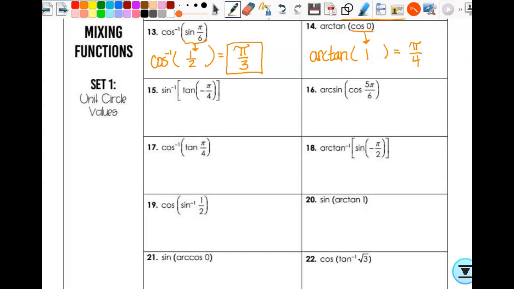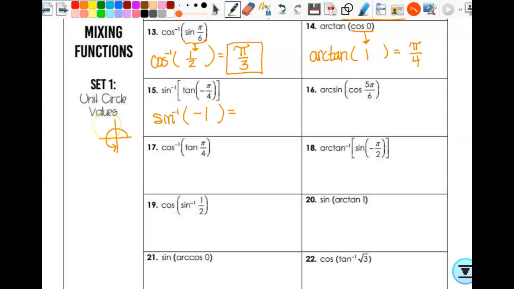All right. Sine inverse of the tangent of negative pi fourths. Sine inverse of, what's the tangent of negative pi fourths? Negative 1. Good. And then the sine inverse of negative 1 is? I've heard that every period: 3 pi halves should be the first thing that pops in your mind, because that is where we get that negative 1 from, right? But I can't answer it as 3 pi halves because my answer has to be between negative pi halves and pi halves.